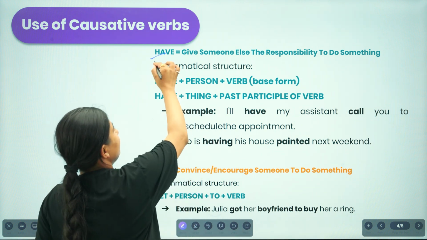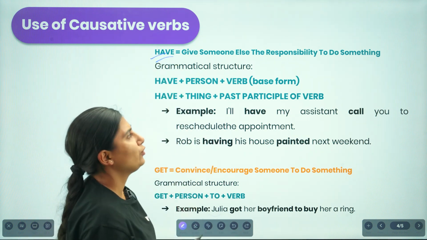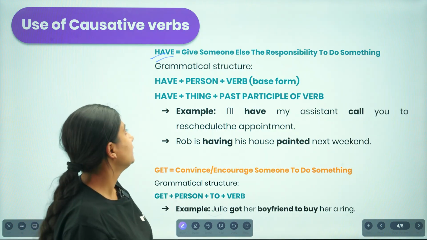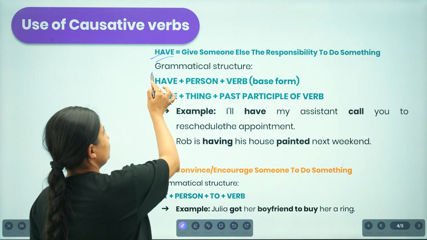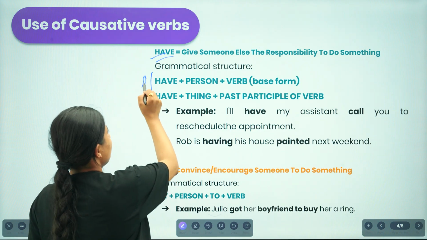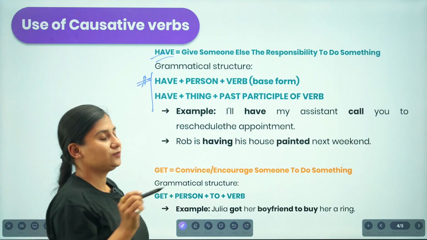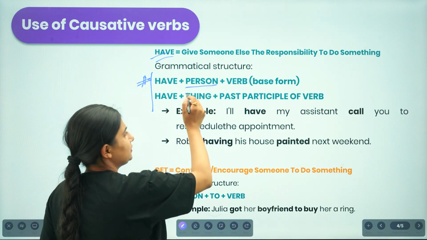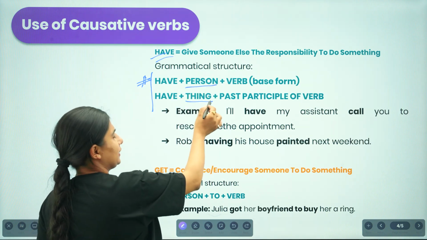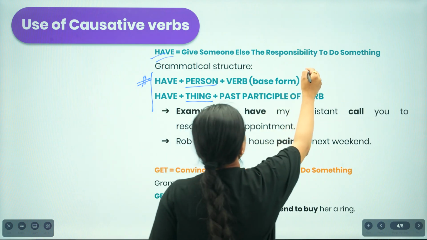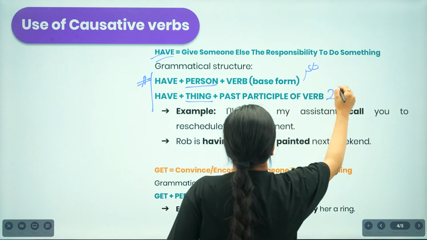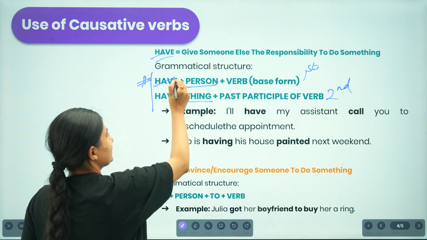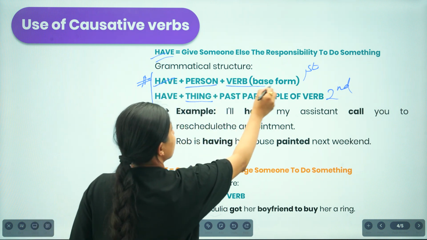We use have when we give someone else some responsibility to perform a particular task. Here we have two grammatical structures. One is used whenever have is connected to a person, and another is used when have is connected to a thing. Let us talk about the first one. Let us mark this as the second one. Whenever we use have with a person, we use the base form of the verb.